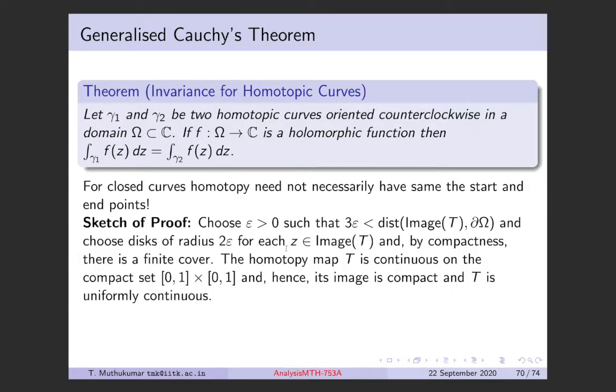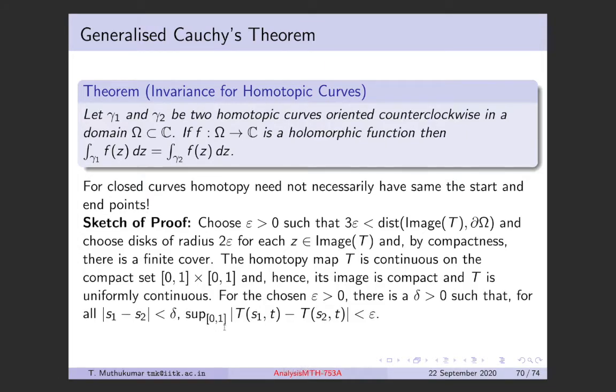So this is whatever I already said, that because it's a continuous map and the domain is a square, which is a compact set, its image is compact. Also, because T is a continuous function on a compact set, T is also uniformly continuous. So because T is uniformly continuous, for the epsilon that you chose earlier, you can actually find a delta such that this happens. So this delta is independent of T. In fact, it's uniformly continuous.